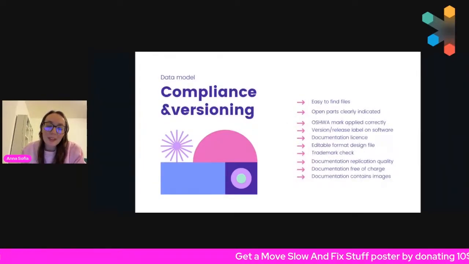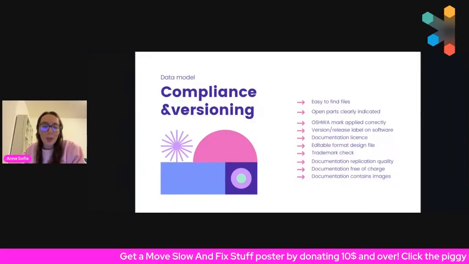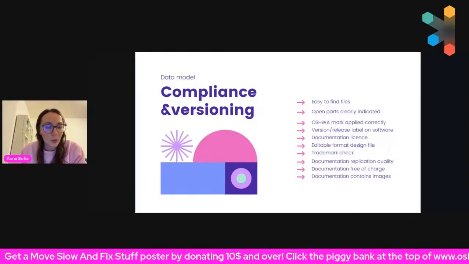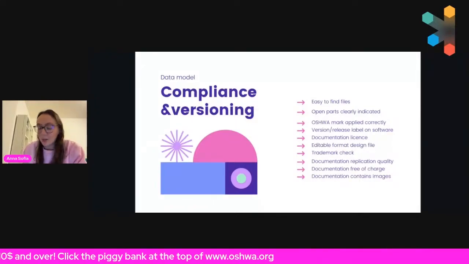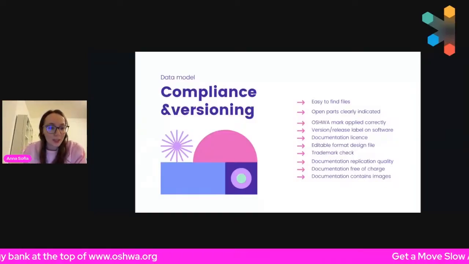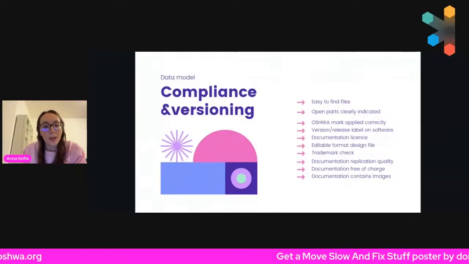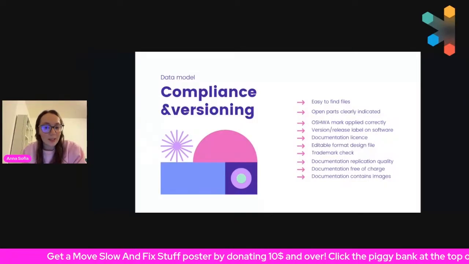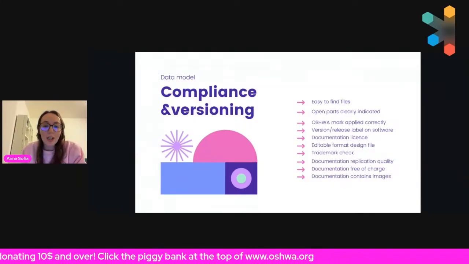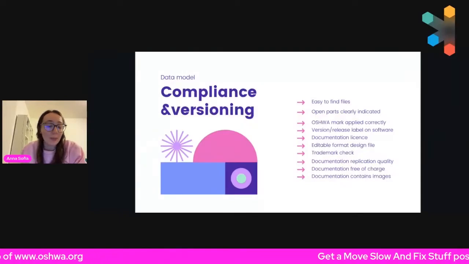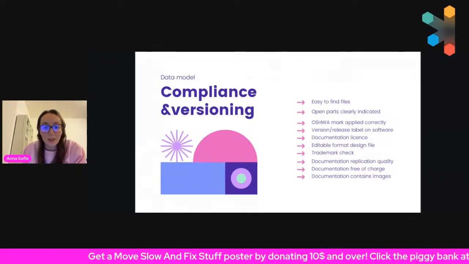So the idea is that a project is well made. First of all, if files are easy to find. So of course, it also concerns compliance to the FAIR principles. If the open parts, for example, are clearly indicated, or if the OSHWA mark is applied correctly. Other things are, for example, that we have the release label and the version on software. If we have the license on the documentation, if we have a design file, for example, that has an editable format. Sometimes we don't have to have the design files, but these are general guidelines, of course.